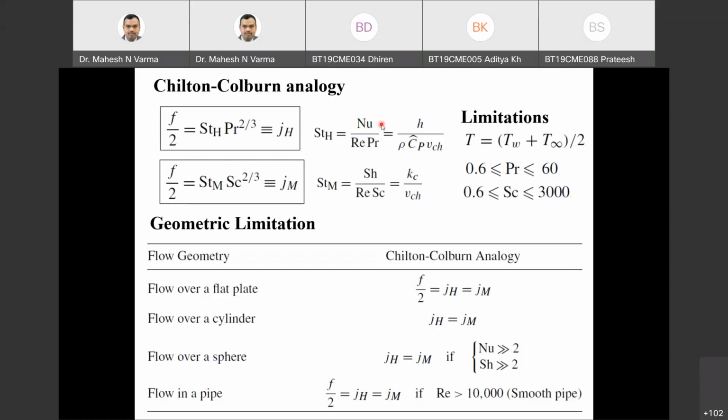Yeah, roll number 29, Vedant. So what is the local value of Nusselt number? I got 0.332 into Reynolds number to the power of 1 by 2, into Prandtl number raised to the power of 1 by 3. Very good. Correct. That is for laminar flow.